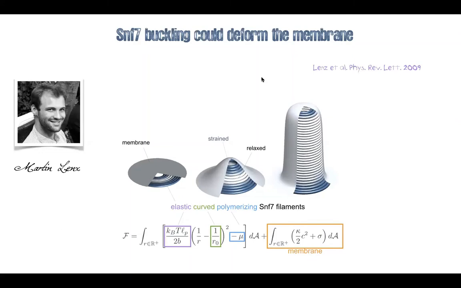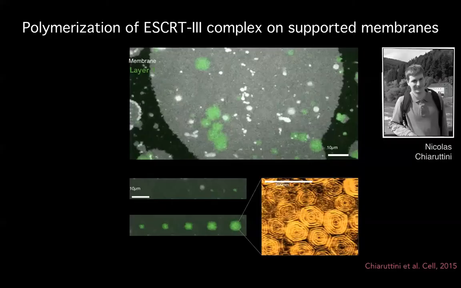You essentially need filaments that are elastic and curved, so they would form spirals, and the driving energy would be the polymerizing energy of the SNF filaments. So in my lab, to test this hypothesis, Nicola started to work on supported bilayer, and you see this in gray here, reconstituting the SNF7 protein, so the layer 1 that forms patches, and these patches turned out to be made of many spirals, as you can see on this AFM picture.